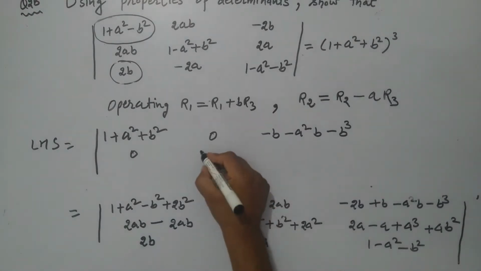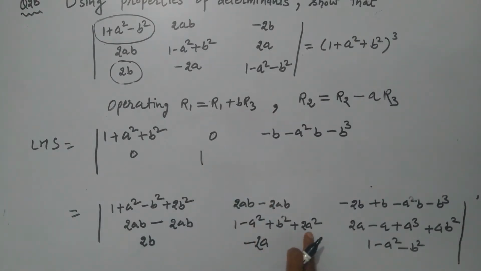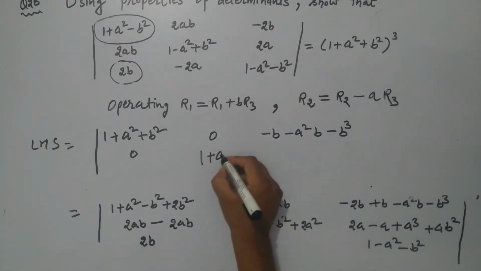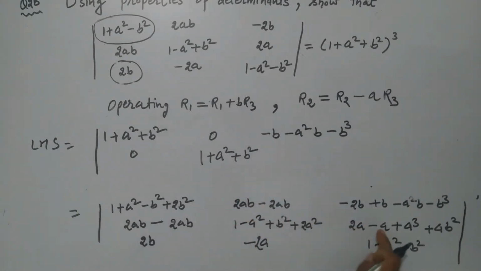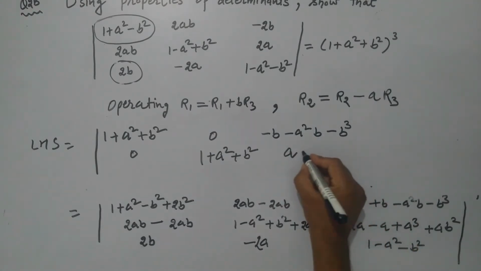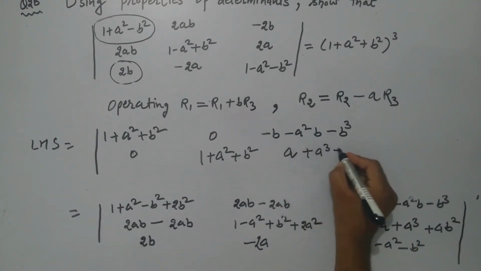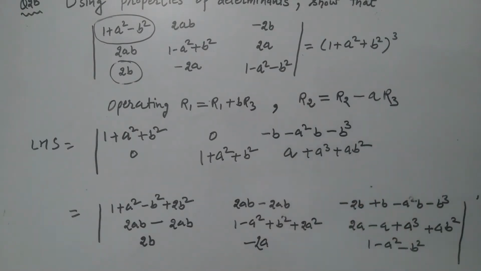Again here we have minus a square plus 2a square, that means 1 plus a square plus b square. Here also 2a minus a is a, right? Plus a cube plus a into b square.